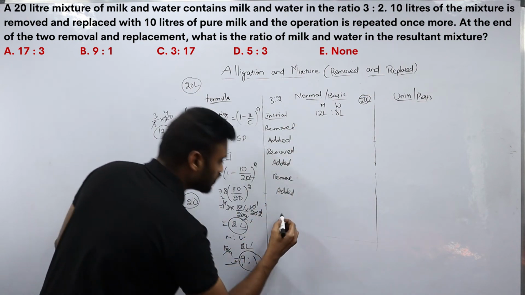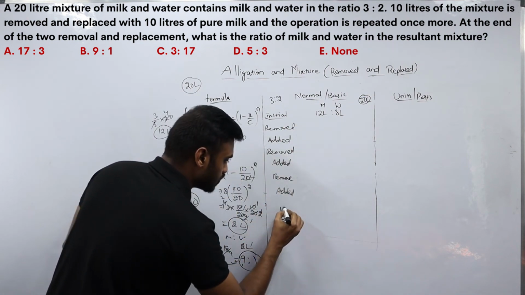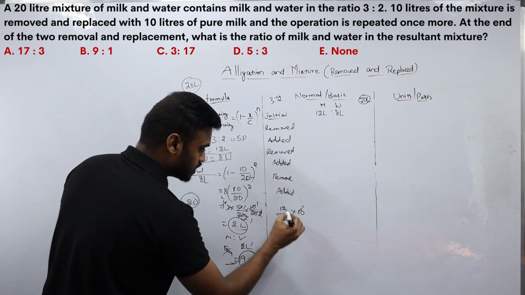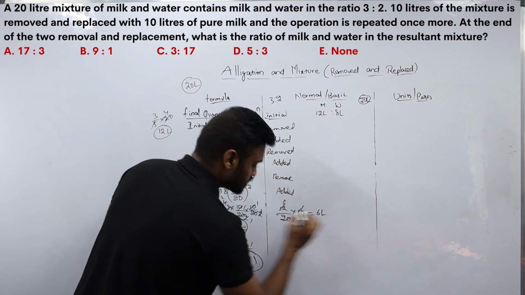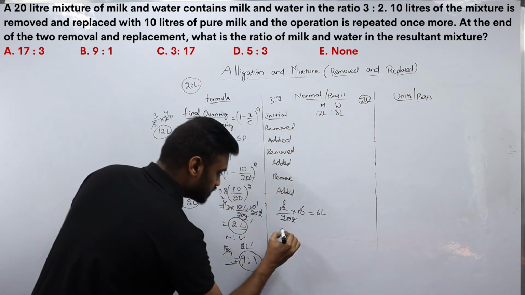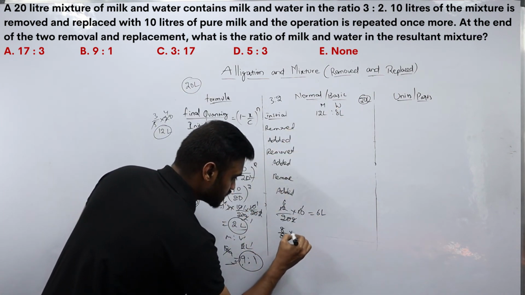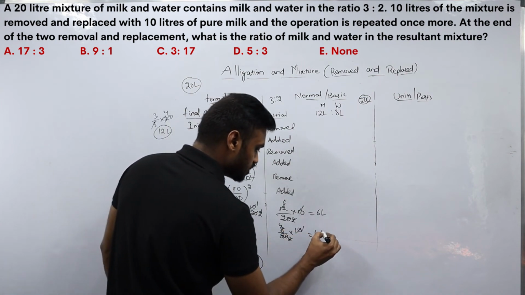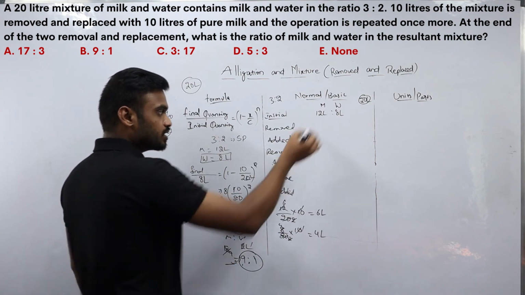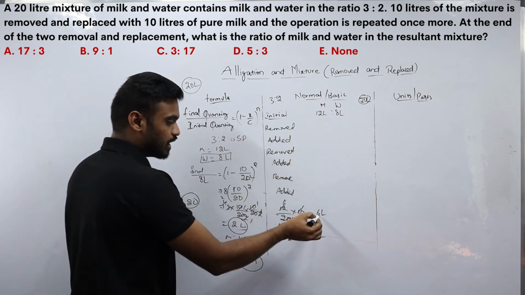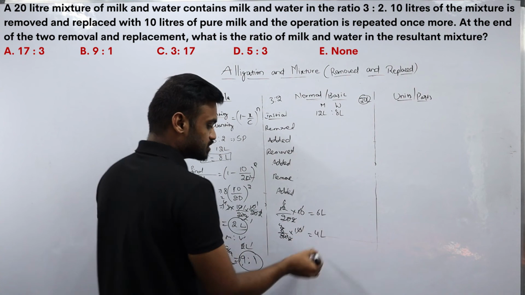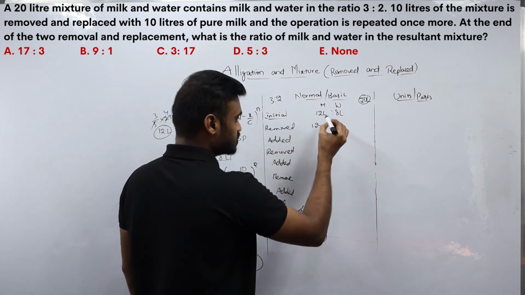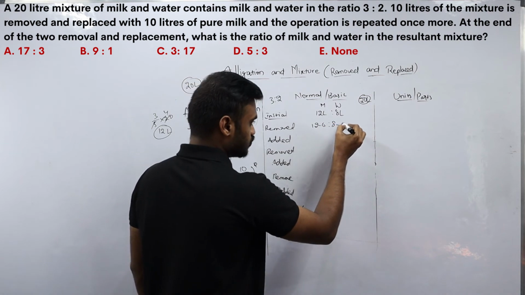Okay, see here, out of 20 liters, the milk quantity is 12 liters and we are removing 10 liters. Now 10 ones 10, 10 twos 20 and 2 ones 2, 2 threes 6. So 6 liters. In the same way, the water is 8 by 20 into 10. So we will get 10 ones 10, 10 twos 20 and 2 ones 2, 2 fours 8. 4 liters of water. So out of 12 liters, 6 liters of milk is removed, and out of 8 liters, 4 liters of water is removed. Okay. 12 minus 6 is to 8 minus 4.